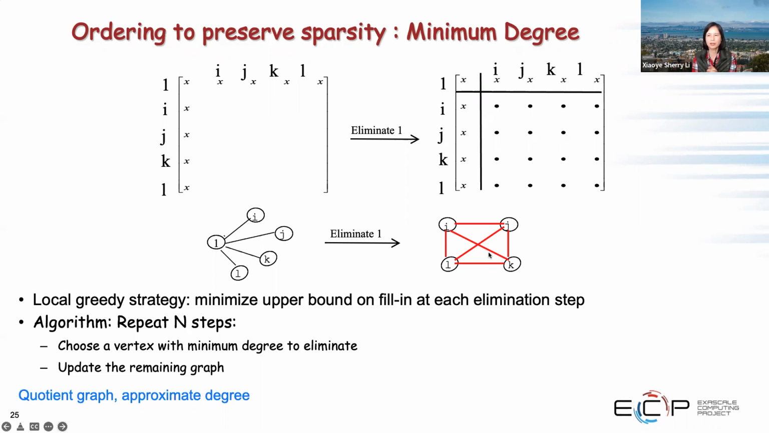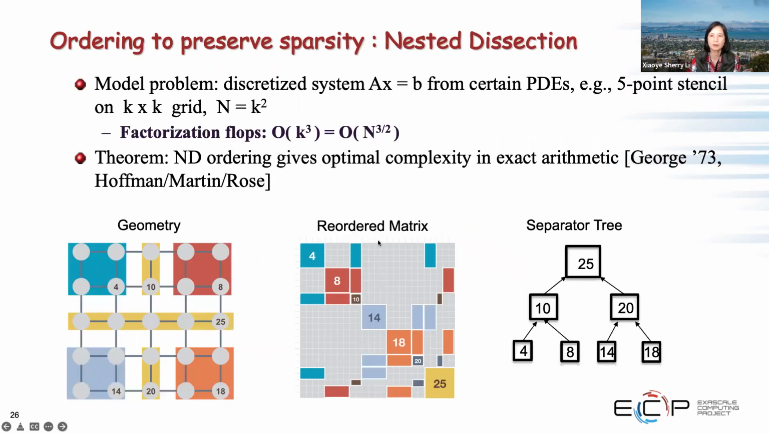So that's the process. And of course, in the implementation, there are a lot of details. For example, when you have multiple vertices with the same degree, how do you do tie breaking? And how do you implement this efficiently, instead of doing each step one by one as in Gaussian elimination? There's something called the quotient graph, and you can also speed up with approximate degree. A lot of techniques there.